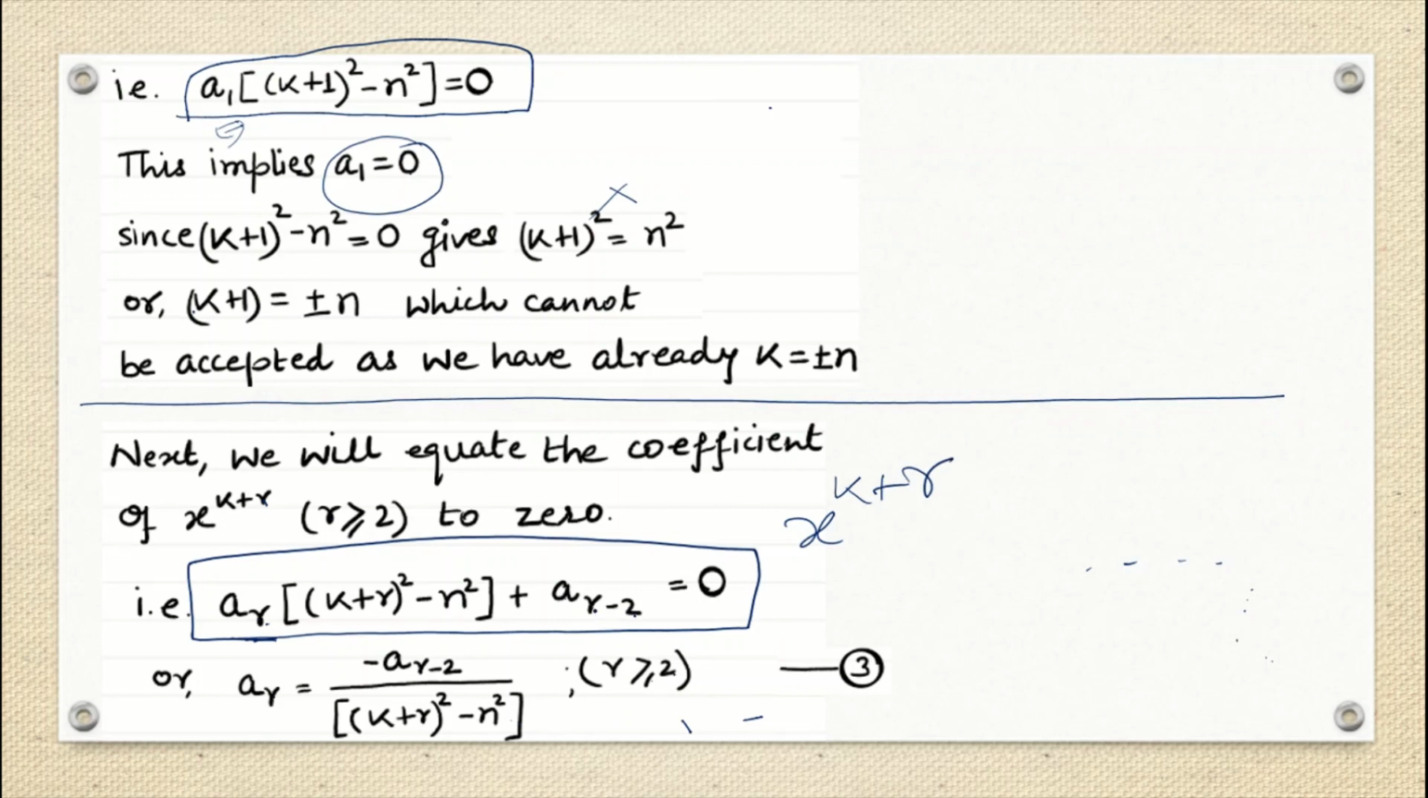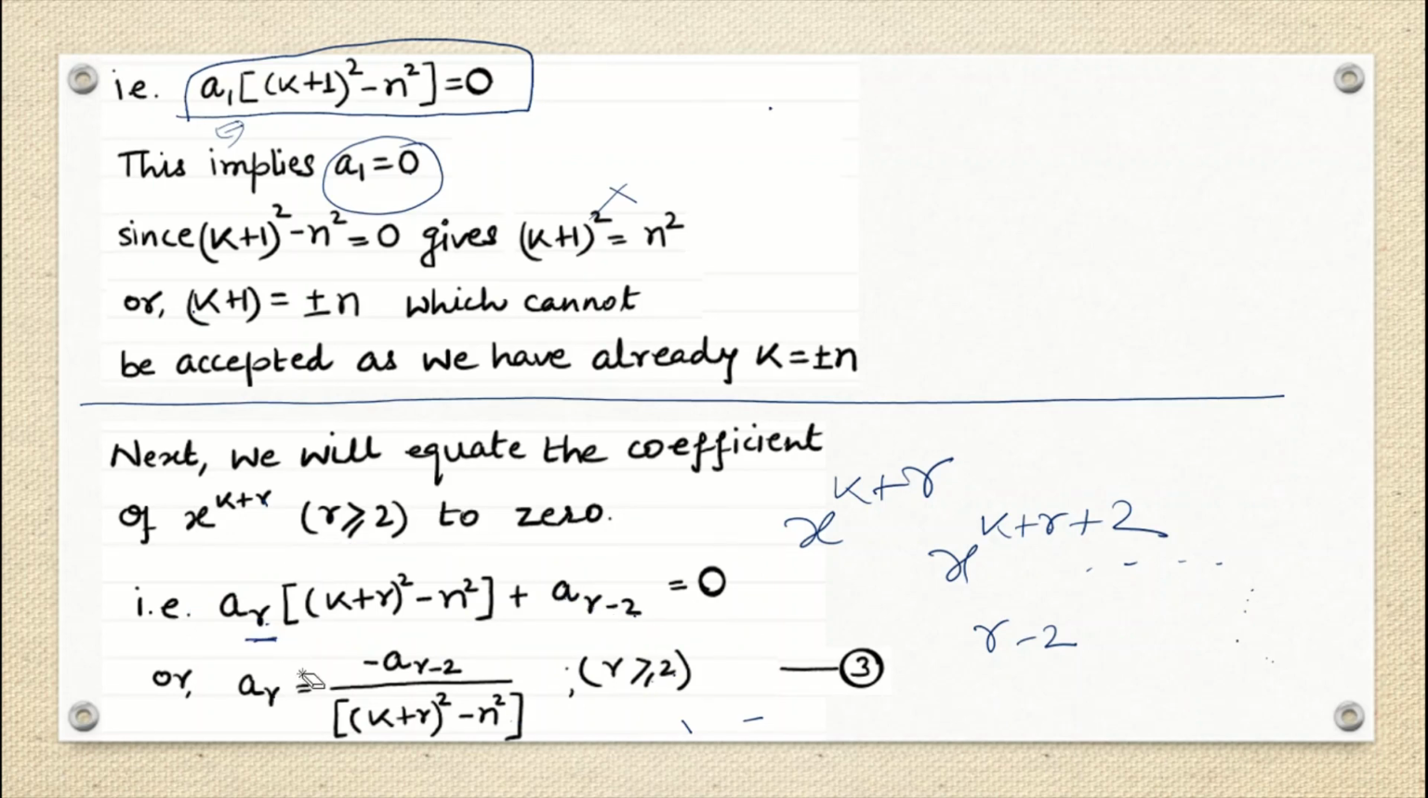Why is this r minus 2? Because to make the power of x as k plus r only, because in your second term it was x to the power k plus r plus 2. To make it k plus r only, you have to start with r minus 2, right? You have to choose r minus 2. So for that only we have written down, for the power of x to the power k plus r, you have to say that r is nothing but r minus 2. Got that? What is my a_r?